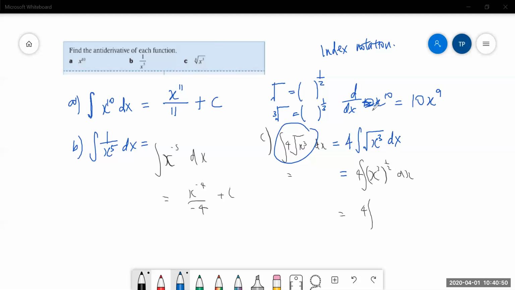So from here, hold on. x to the power of a to the power of b will be equal to x to the power of ab. Yeah. Oh no, it's plus c.